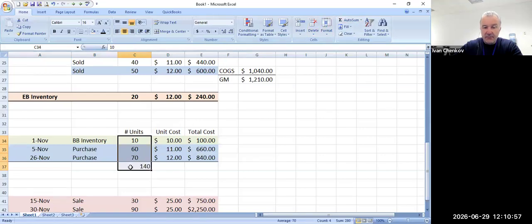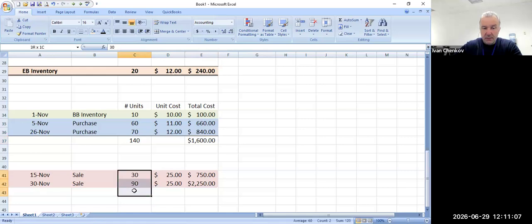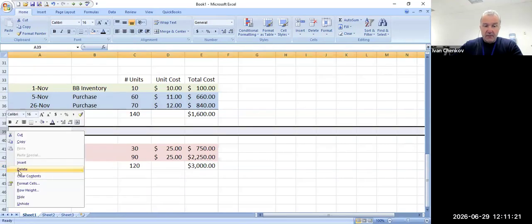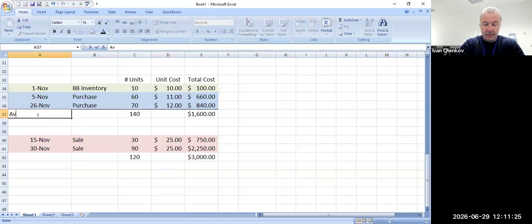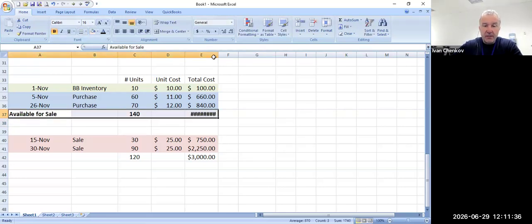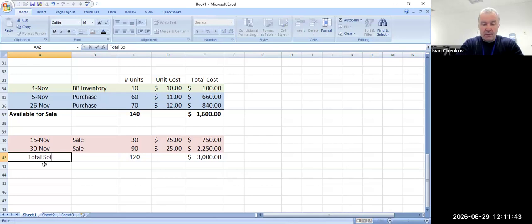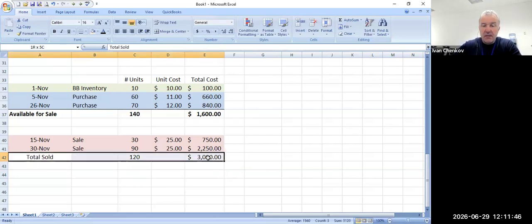Once I get all this information and once I run the total, I'm going to see that I have available 140 units at a total cost of $1,600. My total sales are 120 units. Total sales price is $3,000. Now, from the 140 units that I have available, I sold 120. Now the question is, how many are left?